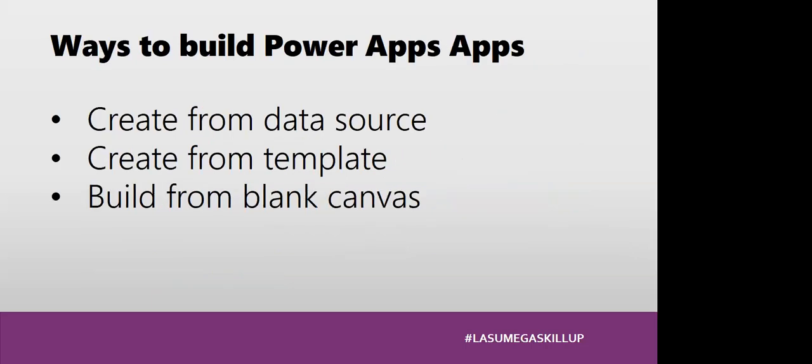So what are the ways that we can use to build our apps? Number one is that you can build directly from a data source. For instance, when we create our list, our data source in SharePoint, we can automatically build our app from that data source. Number two is that we can create from existing templates that Microsoft already made. And number three is that we can build from a blank canvas. A blank canvas in the sense that you want to build from scratch, right? That is also very, very possible.